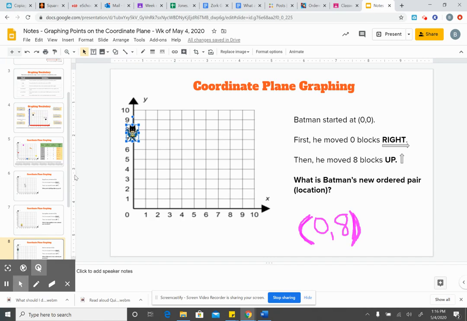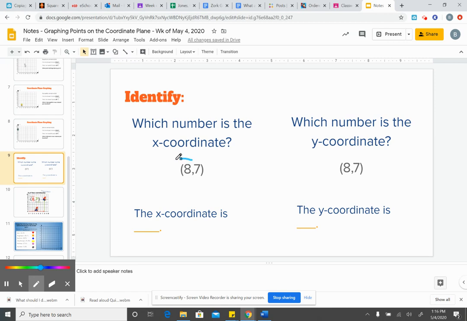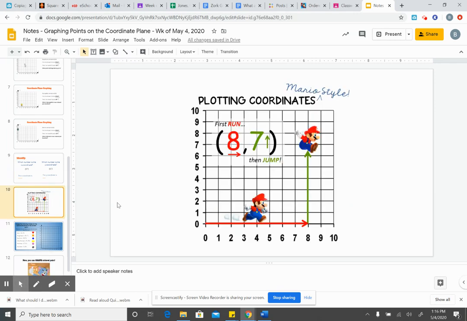Okay, let's do a little bit more practice. What about if I asked you to identify the x-coordinate from this ordered pair? Well, the x-coordinate is always the first number. So you look at the first number, and that would be an 8. Over here, what number is the y-coordinate? Well, y is always the second one, so it's 7. Here we have another little Mario picture reminding you when you want to plot a coordinate or plot an ordered pair, you start at the 0, you move right, and then you move up.